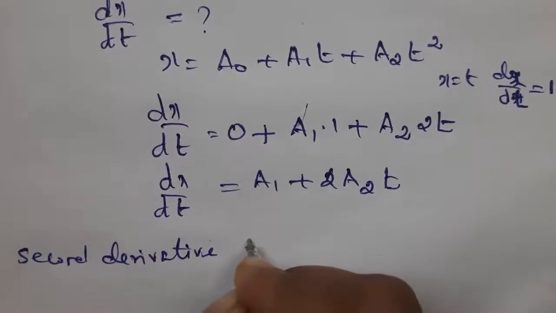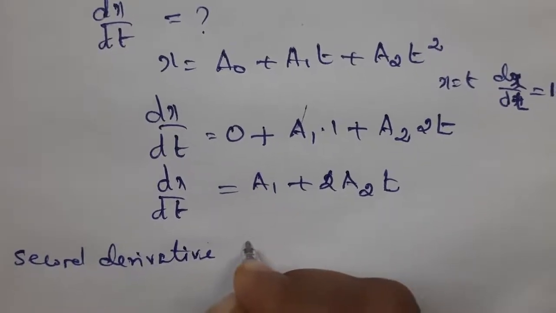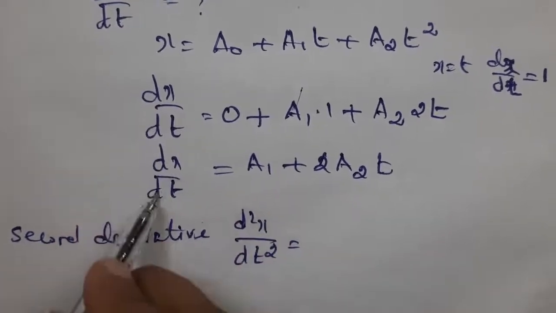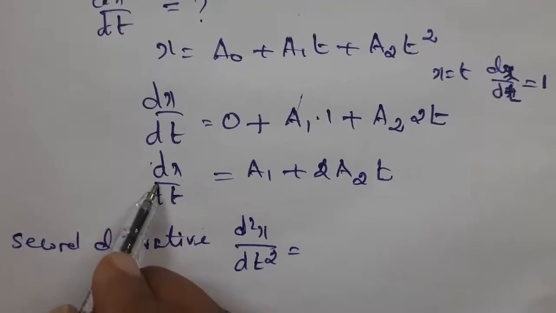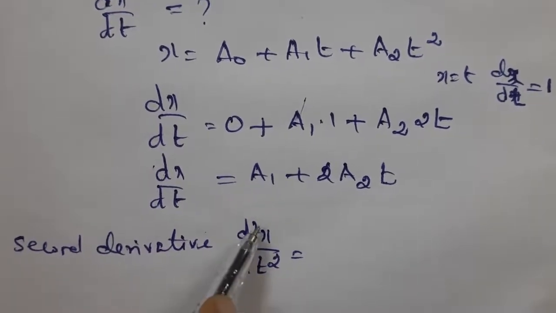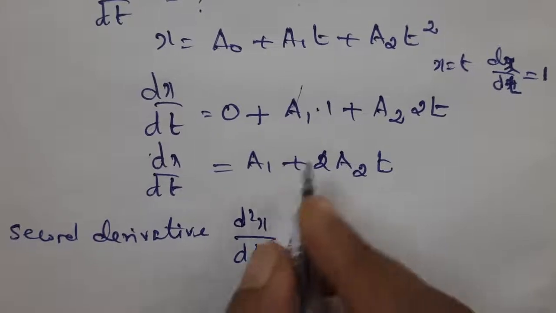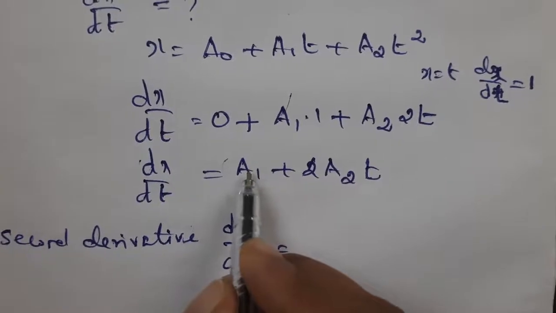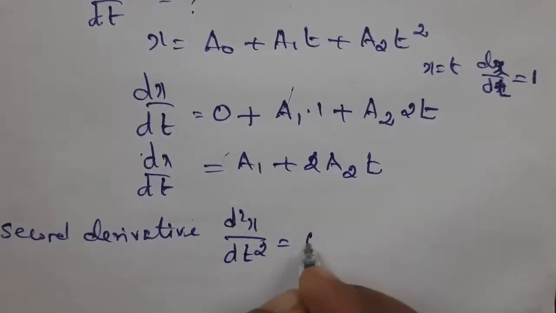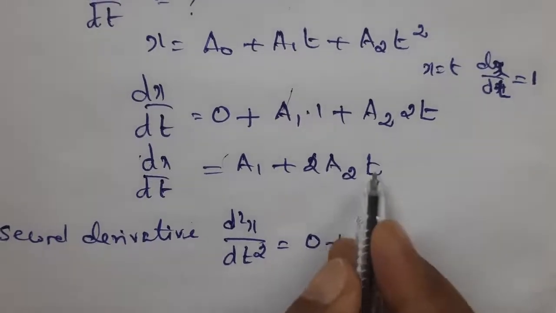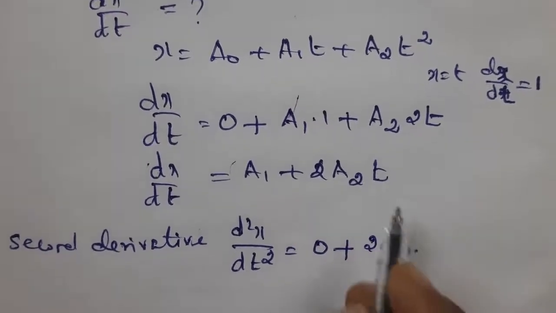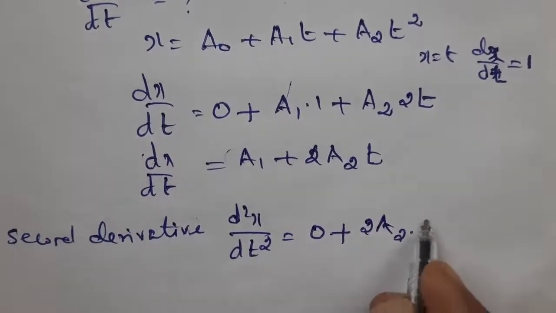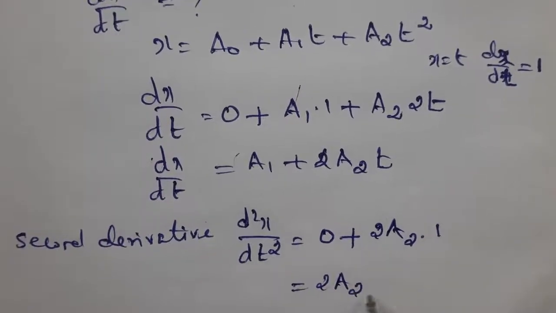Second derivative means we have to write d by dt into dx by dt, that is d square x by dt square. dx by dt means this is the power 1, so first derivative. d square x by dt square means this is the second derivative. So again we have to differentiate. Here now a1 alone, there is no t, so it is constant, we can write 0, plus here t is there, so 2a2 into t means x equal to t, dx by dt is equal to 1, so 2a2 into 1, so the answer is 2a2.